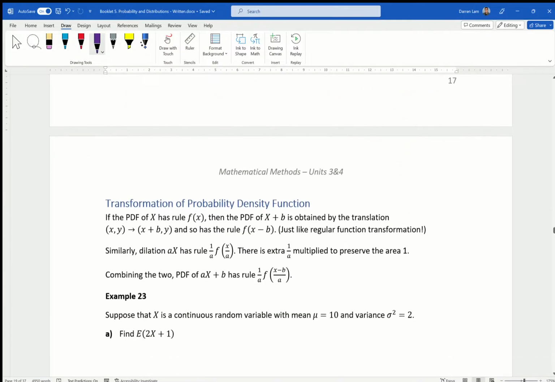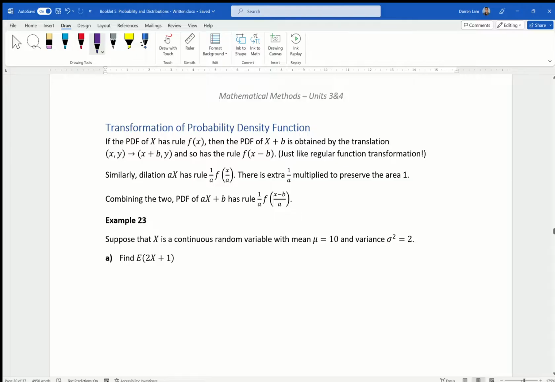Okay, let's move on. Last bit for this exercise: transformation of probability density function. This will relate and link into the next exercise on our normal distribution. But for now, I'm going to focus on these key points here. I'd like you to highlight or underline the following. PDF of x plus b obtained by this, and so we get that. So for x plus b, that means we have our coordinates moved to the right b units, and therefore the rule is f of x minus b.